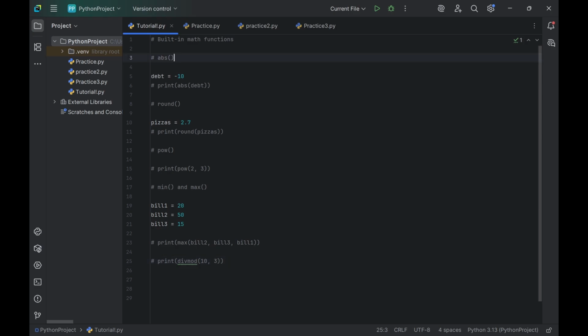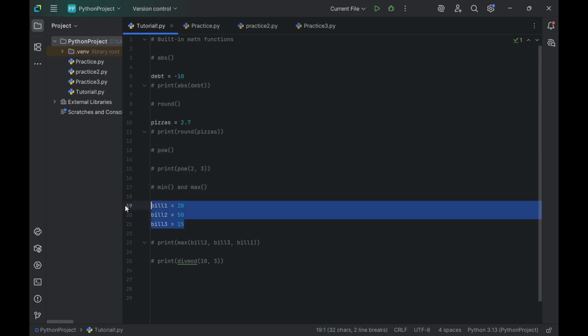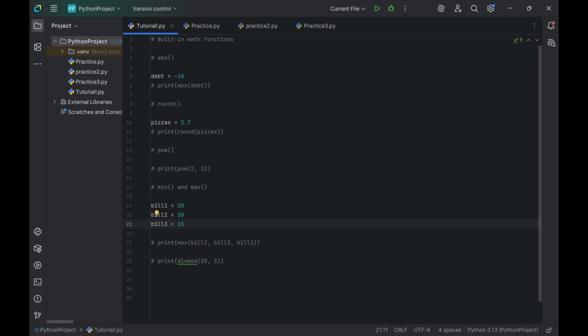We learned about the absolute value abs, the round function, the pow function, which stands for exponents, and the min and max functions. Min gives you the smallest number in your series of variables, and max gives you the maximum number. And divmod gives you the division and remainder. If I ran that, it gave me 3 and 1 because everyone got 3 candies and 1 candy was left. So that's it for part 2.